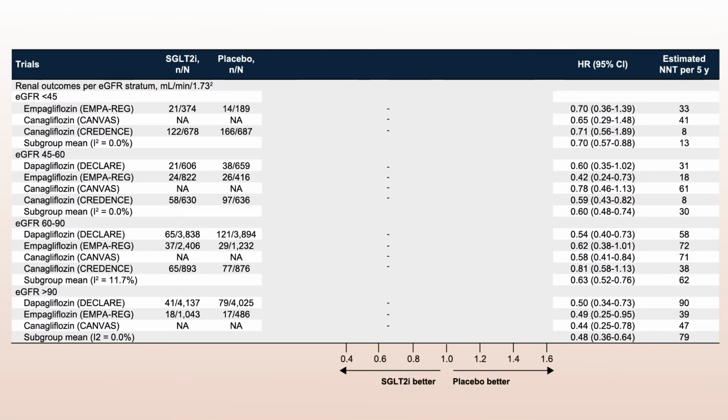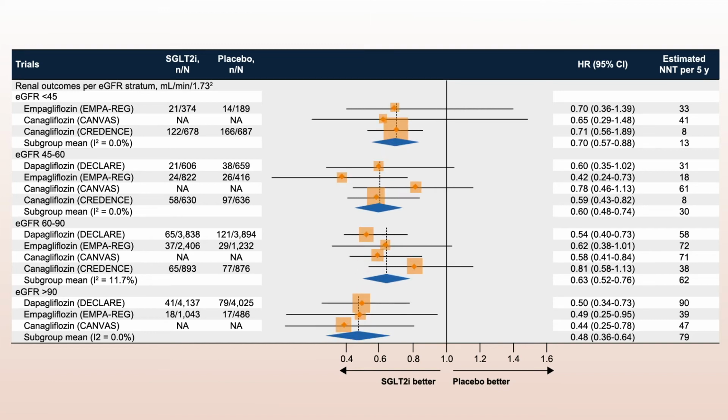Now, if we look at renal outcomes in the other trials, and I told you they did not have the same low GFR, but if you take the totality of all the studies across the board, people do better on the SGLT2. There's no question about it.